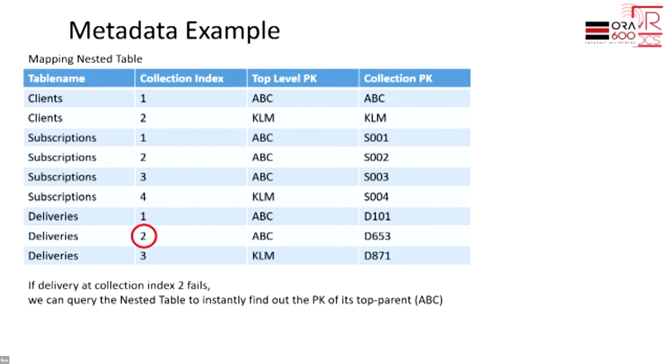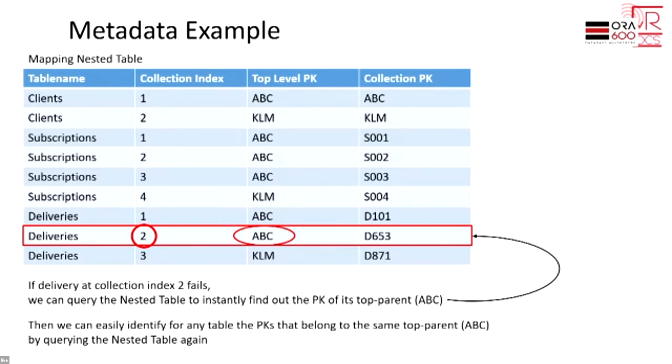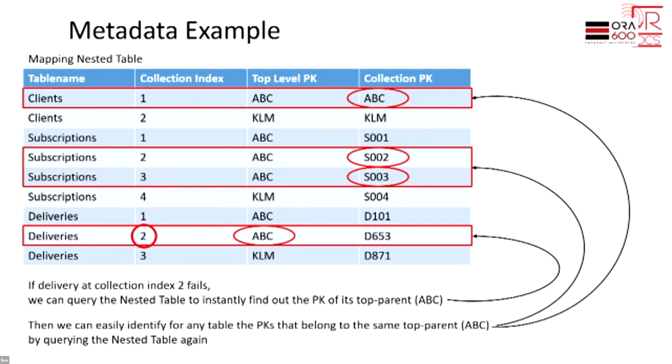Now suppose this one runs into an exception. Then we can just do a query on this nested table to get that row, and it tells me that it belongs to client ABC. With that knowledge, I can just get all the records belonging to client ABC, and I know that I have to obviously delete the client ABC, but also 2 subscriptions.